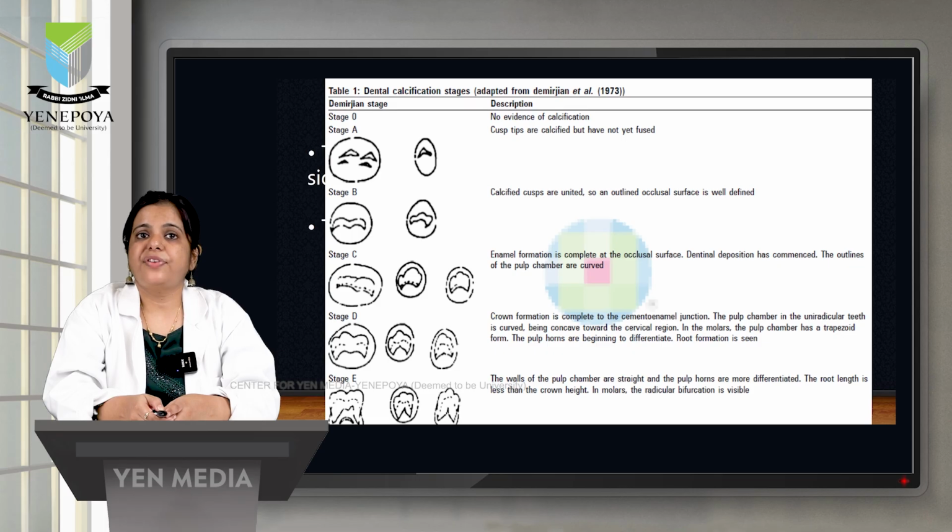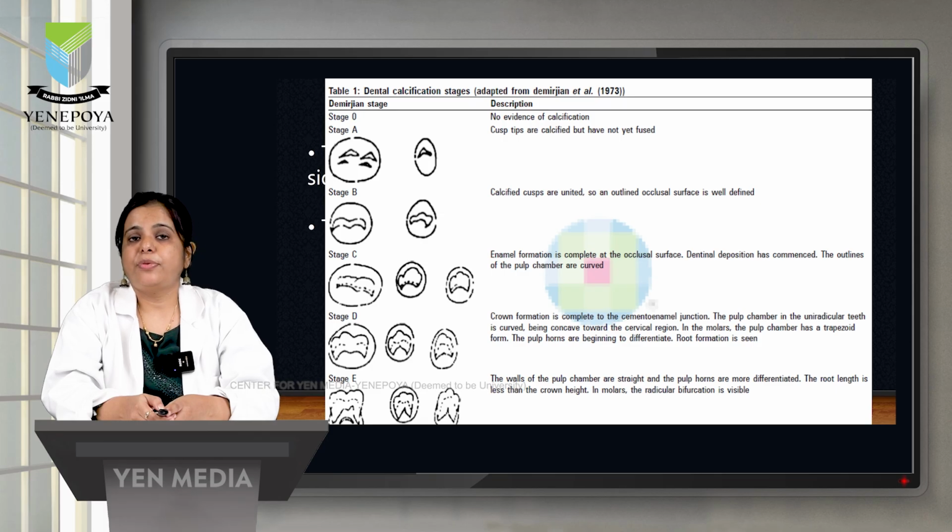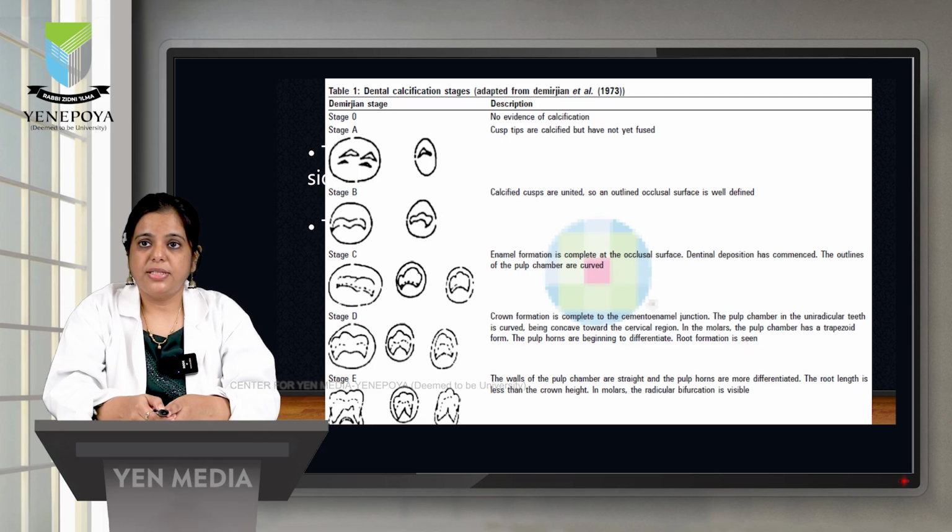Stage B, the calcified cusps are united, so an outlined occlusal surface is well defined. Stage C, enamel formation is complete at the occlusal surface, dentinal deposition has commenced, and the outlines of the pulp chamber are curved. Stage D, crown formation is complete to the cemento-enamel junction, the pulp chamber in the uniradicular teeth is curved, being concave toward the cervical region.